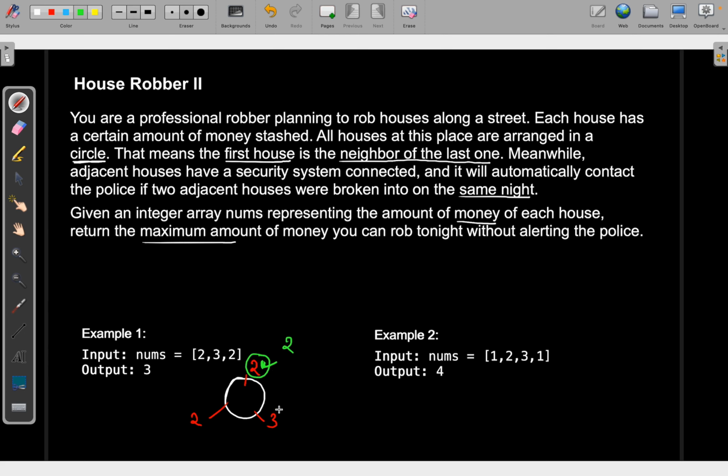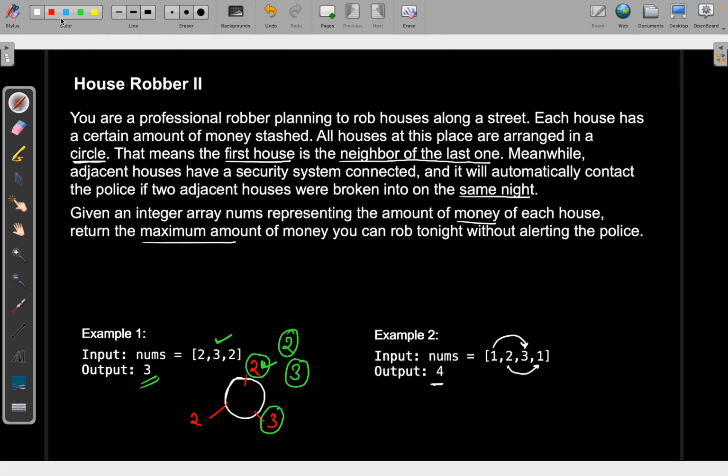If you're robbing this one, you can't rob the next one because again they're adjacent, and you can't rob this one either. So the only thing is you can rob this one, 3 only. Now from 2 and 3, the maximum you are getting is 3, and that's why the output is 3. Now check this one: 1 2 3 1. I can take 1 and I can take 3, yes, because that's not the last one, so the output is 4. If I'm starting from 2 and taking 1, then the output will be 3, which is not more than 4. So yes, the answer will be 4 here.